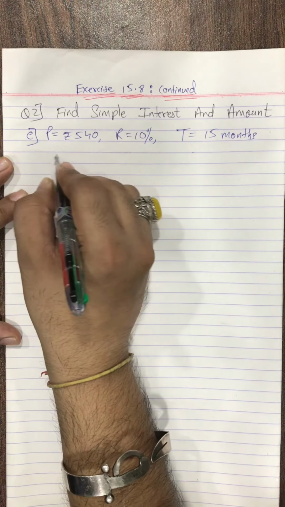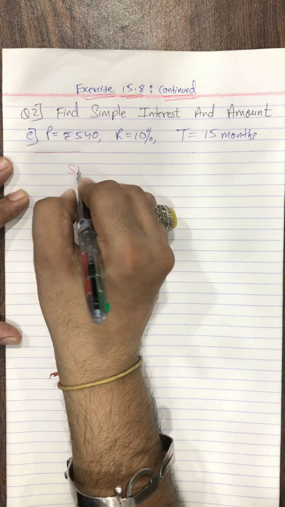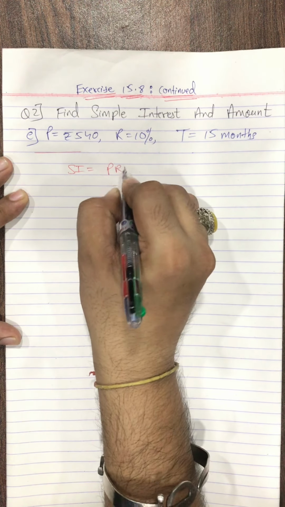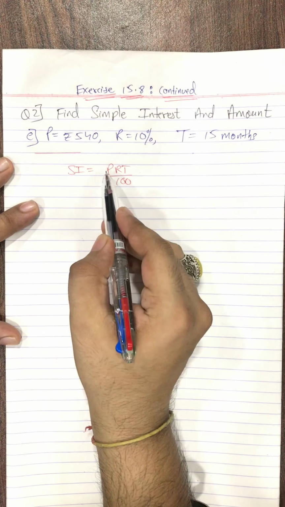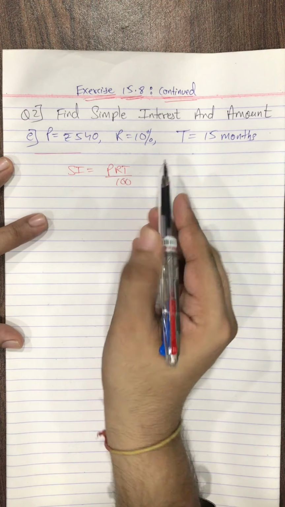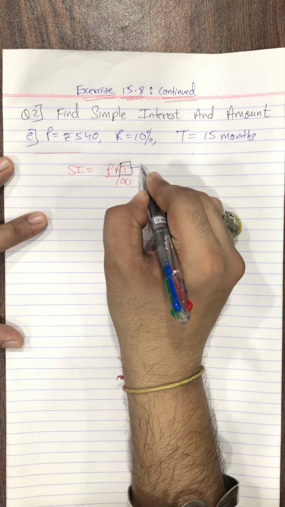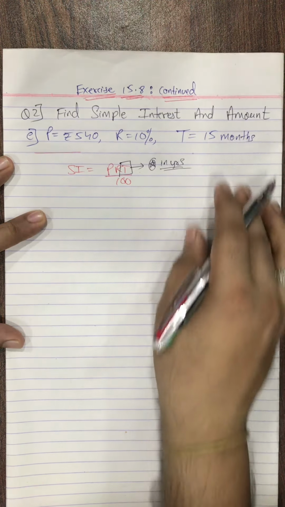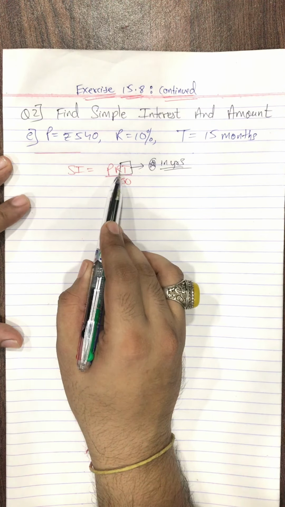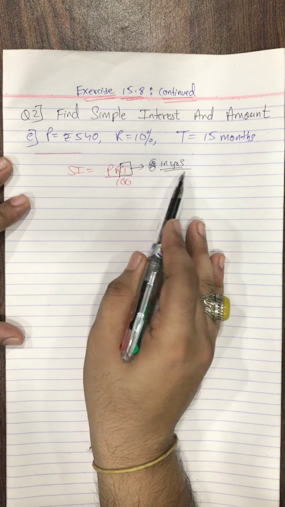Before starting with the question, students, let me revise very quickly in 1 minute the formula we studied up till now. The formula for simple interest SI is PRT upon 100. P is principal, R is rate of interest, and T is time period, and this time period T should compulsorily be in years. P multiplied by R multiplied by T, and T should be in years.